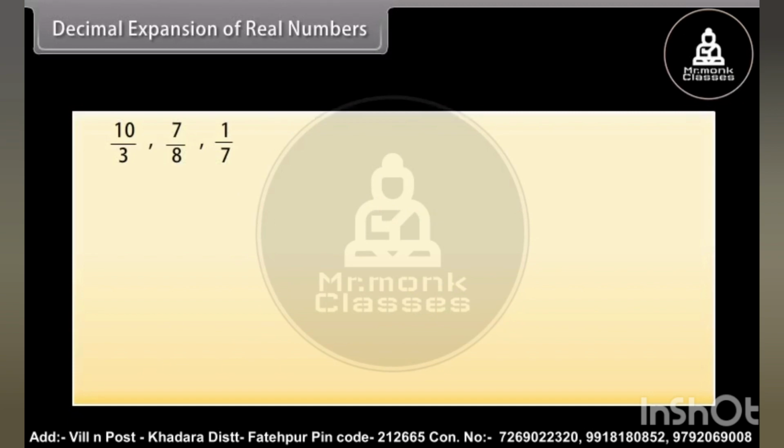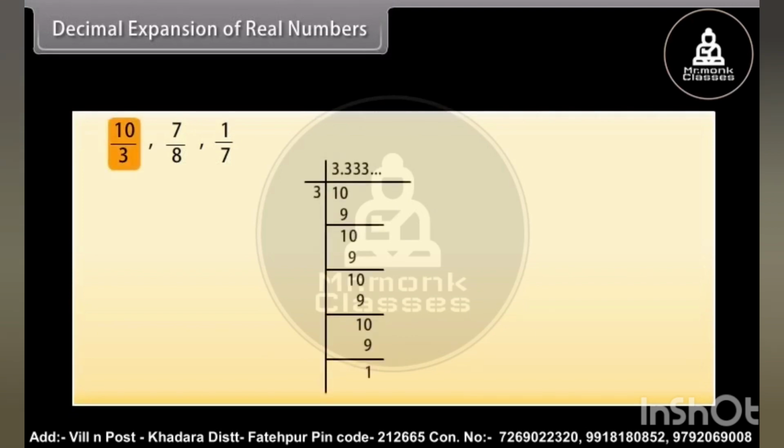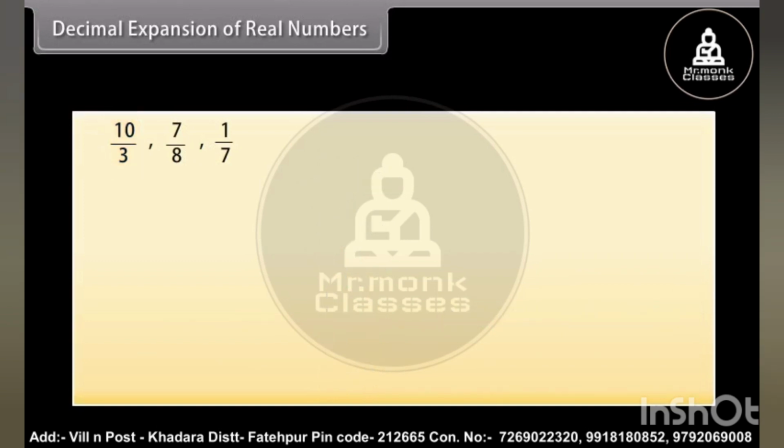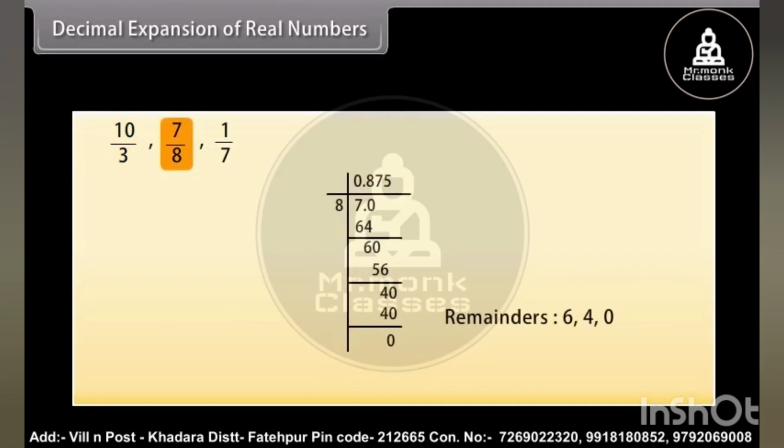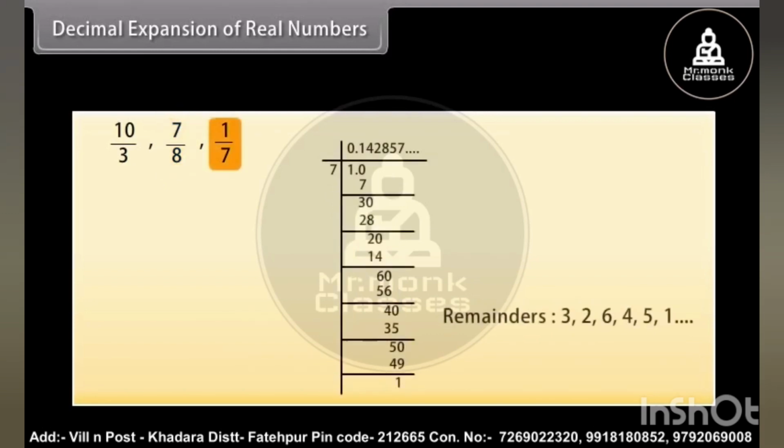We will find the decimal expansion of these three numbers. Here we can see that on decimal expansion of 10 by 3, we get remainder 1, 1, 1, 1, 1. Similarly, the decimal expansion of 7 by 8 gives remainder 6, 4, 0. And the remainders of 1 by 7 are 3, 2, 6, 4, 5, 1.